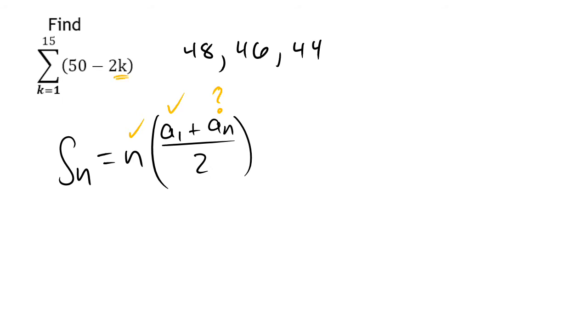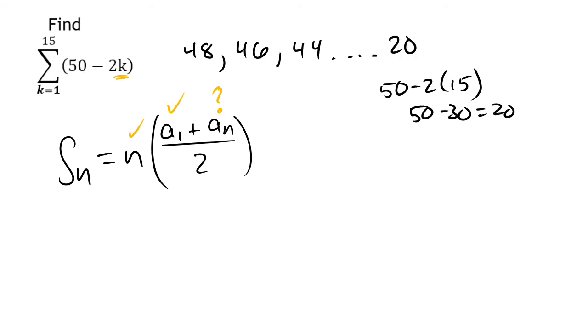So I can come over here and I can figure out dot, dot, dot. The last one is going to be when I've got 50 minus 2 times 15, or 50 minus 30, which is the number 20. So we're going to end at 20. So I have everything that I need to pretty quickly find the value of this series. So there's 15 terms, and I'm going to multiply it times 48 plus 20, all divided by 2.